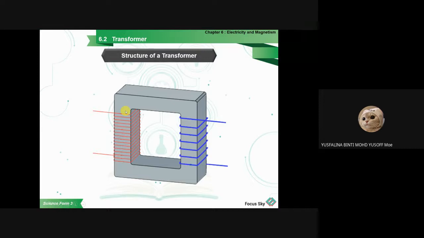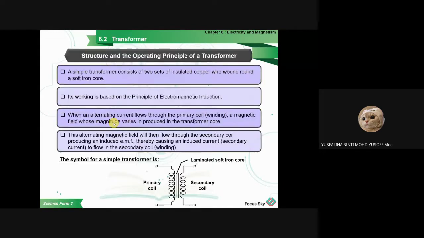And alternating current keeps changing the direction, so the magnetic fields in the insulated core on the red one also keep changing direction. Sometimes it becomes north here, sometimes south here, then it changes back, this one north, this one south, and it keeps changing direction like that, because of the changing direction of the current here.